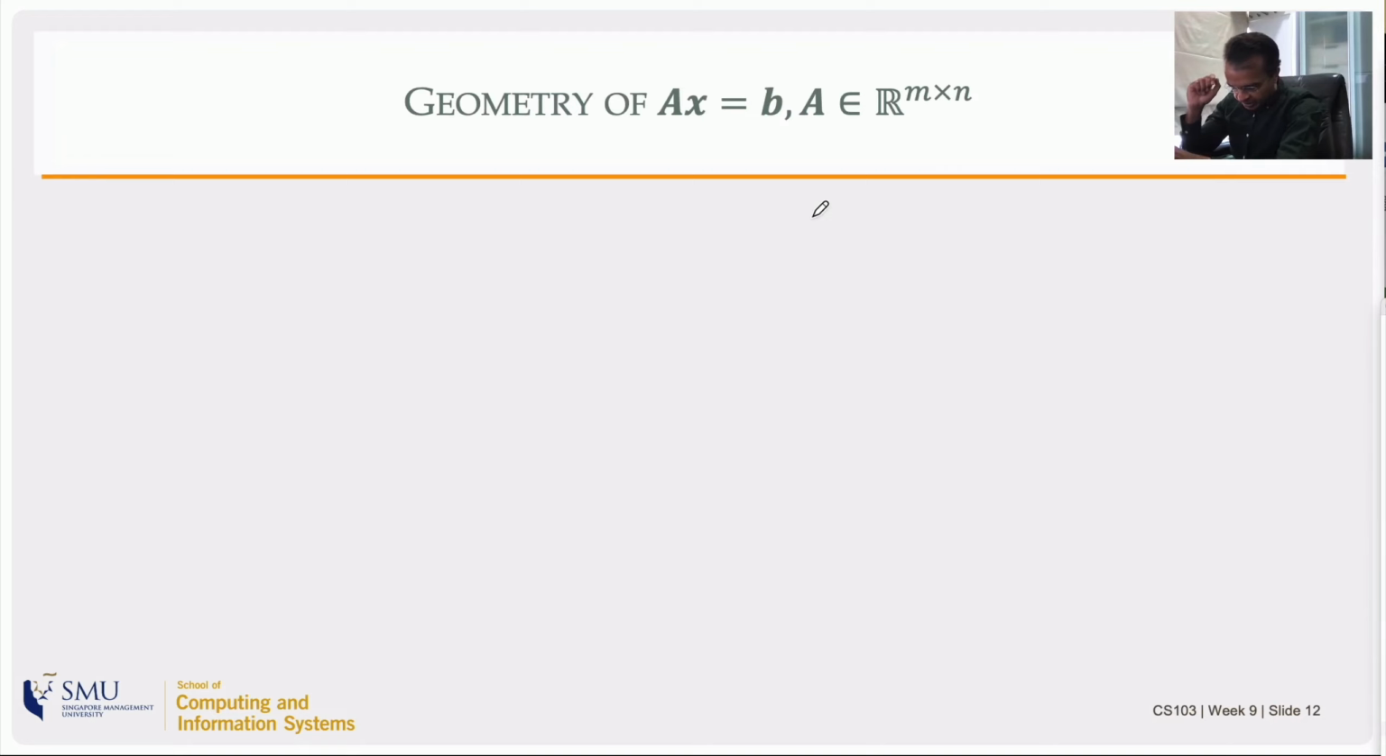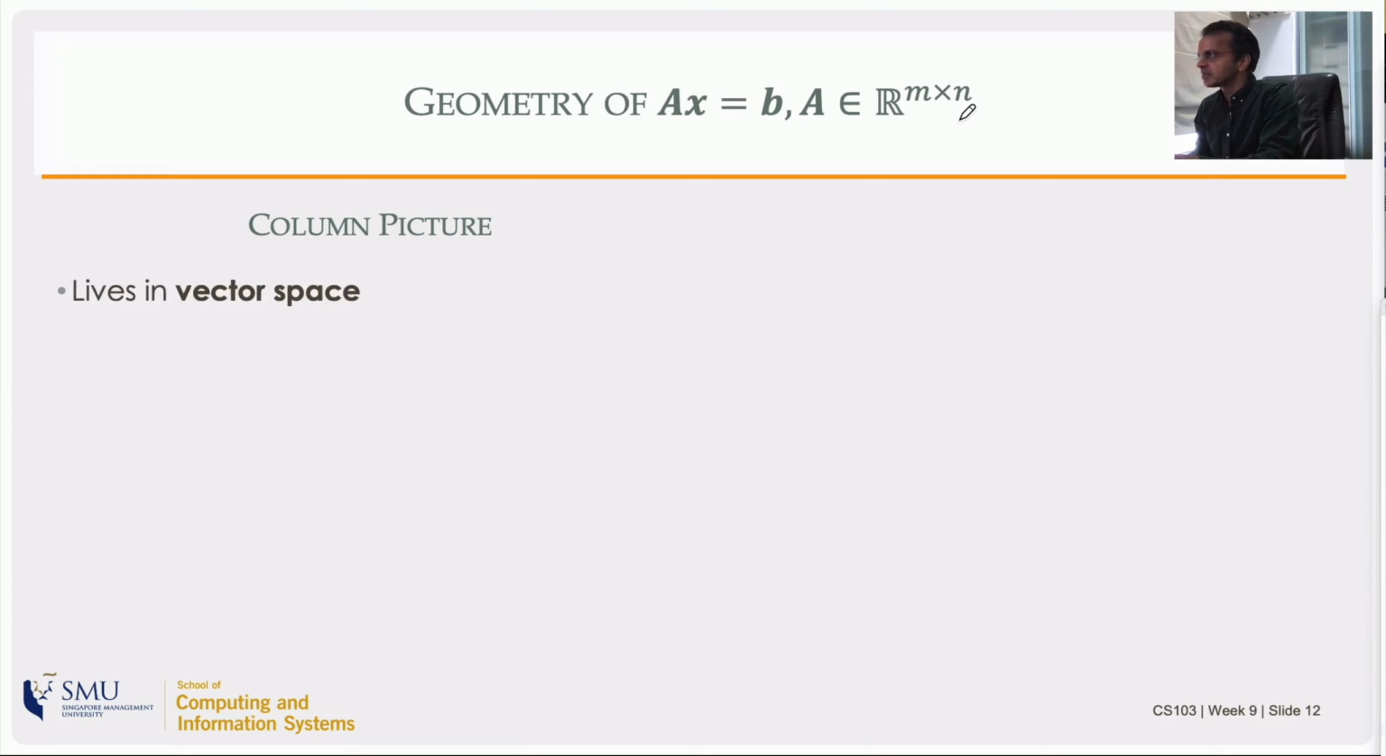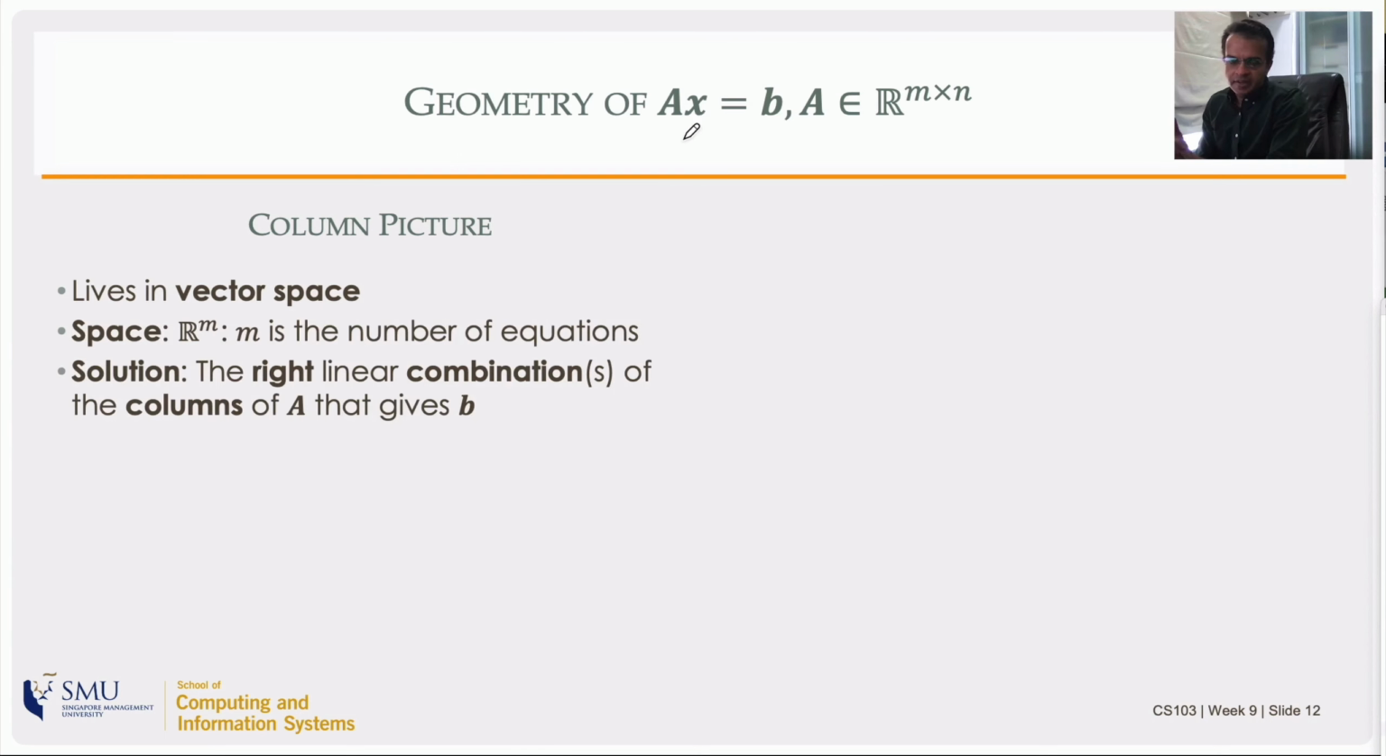Let's start with our favorite equation, Ax equal to b, with our favorite matrix of size m rows and n columns. We had the column picture of matrix equations, or linear equations. That is kind of like working with the vector space defined by the columns of A. The solution in that picture is the linear combination of the columns of A that gives you b, because Ax is a linear combination of the columns of A weighted by the components of x. And if you can find the right components so that you get b, then that would be the solution.